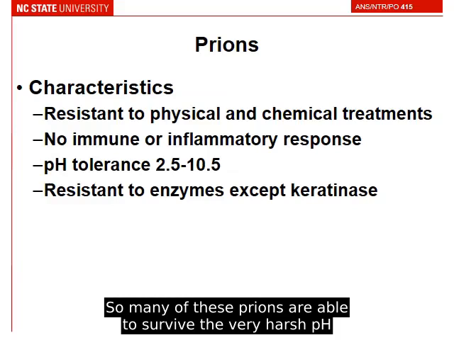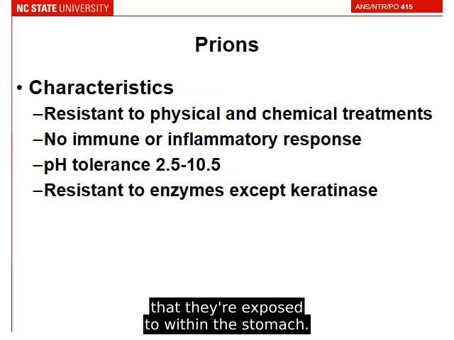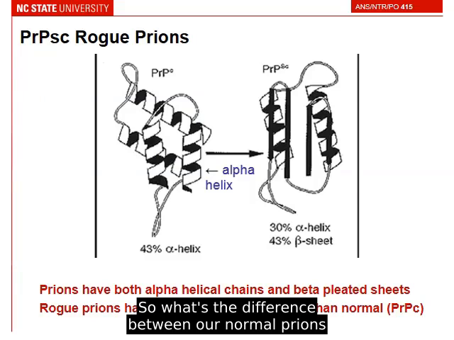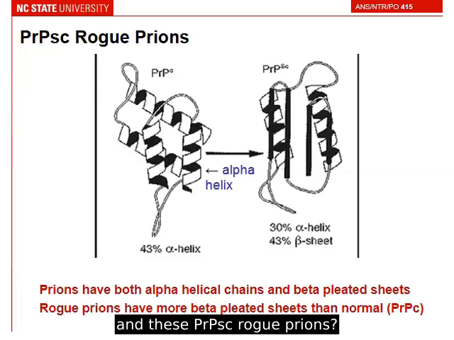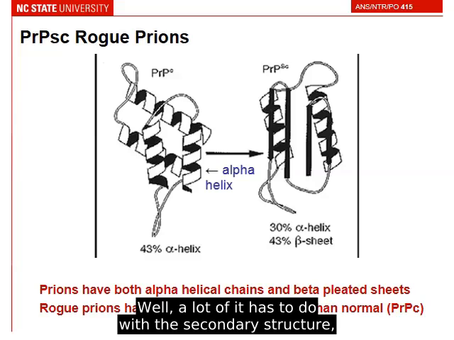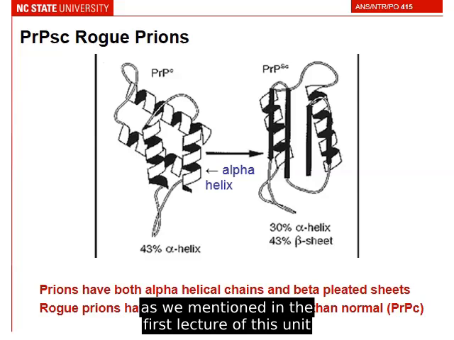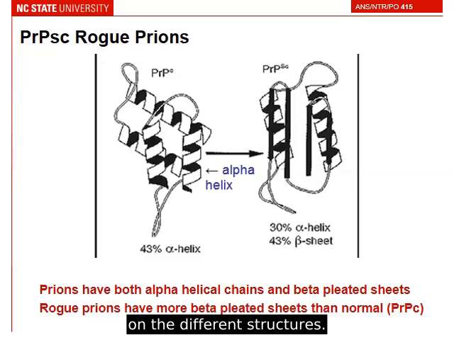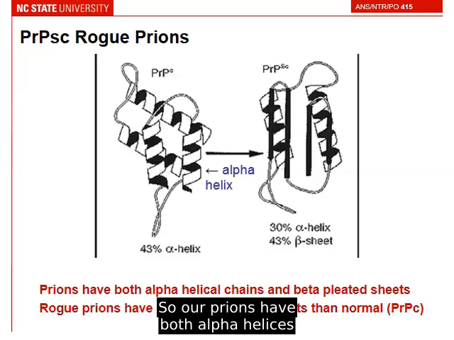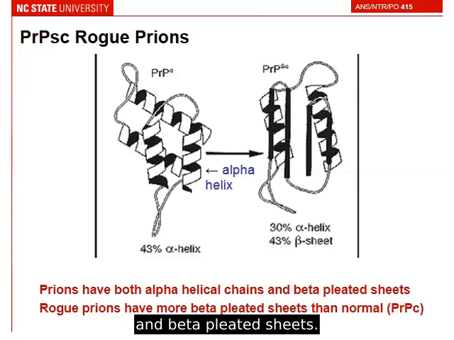So many of these prions are able to survive the very harsh pH that they're exposed to within the stomach. So what's the difference between our normal prions and these PrPSc rogue prions? Well, a lot of that has to do with the secondary structure, as we mentioned in the first lecture of this unit on the different structures. So our prions have both alpha helices and beta pleated sheets.